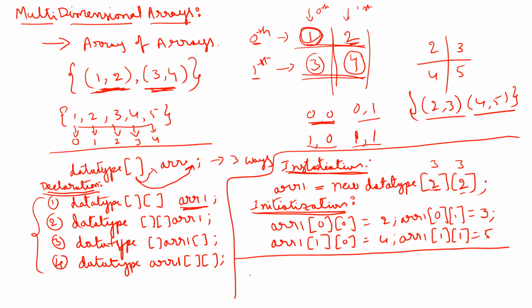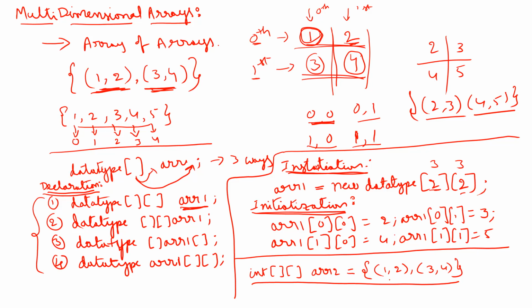So let's say I am creating an integer type multi-dimensional array. So I will say int, and the name of the array I am giving as arr2 equals, in curly brackets I will open these brackets, 1, 2, and then 3, 4. So in this way I can just declare, instantiate and initialize a multi-dimensional array. In this case this is a 2 by 2 array.